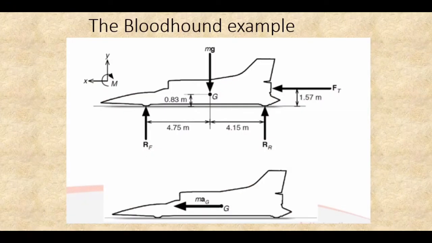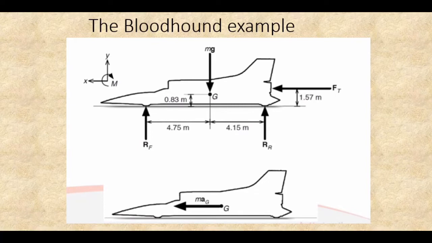Now let's look at the example of the Bloodhound supersonic car. First we draw the free body diagram including all the forces acting on it, and for that we need to understand some of those steps on this problem. In this case, the x direction is to the left, so the car is moving to the left, so we can just assume that is the positive x direction. The y direction is vertical upward, and positive rotation is clockwise.